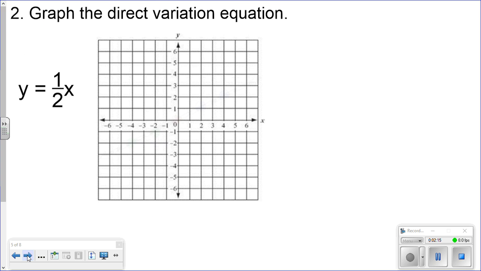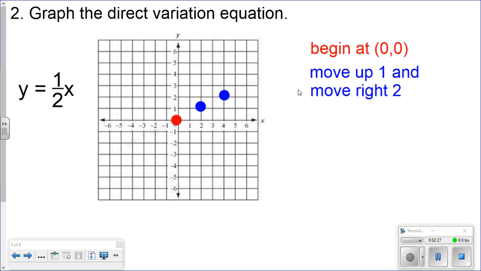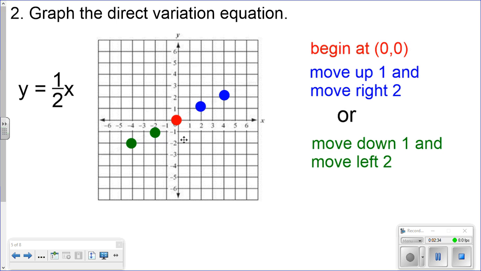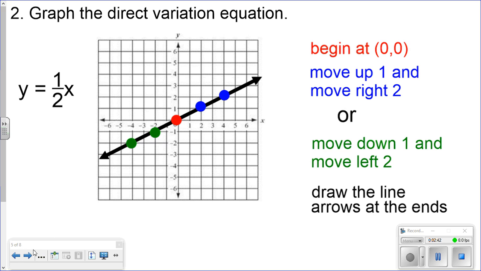Graph the direct variation equation. So we're going to start at 0, 0. And then we move according to the equation. So it's 1/2. That means we go up 1, right 2. Or we can go down 1, left 2, because this could be negative 1 over negative 2. It's the same. Draw the line and put arrows at the ends.